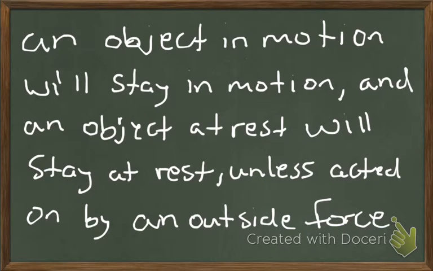What we're really looking at is a simpler way to say stay in motion or stay at rest: an object that has a constant velocity. So objects with constant velocity will keep that unless there's another force involved. Alright, so if we look back at our equation.